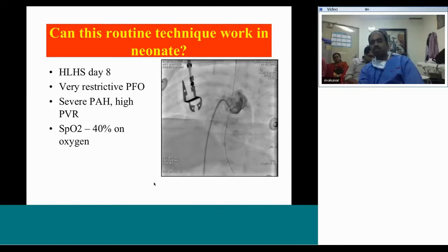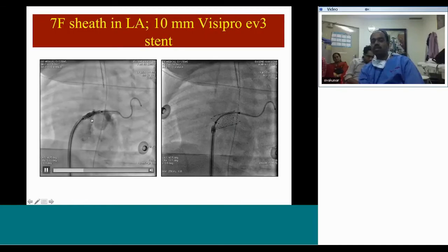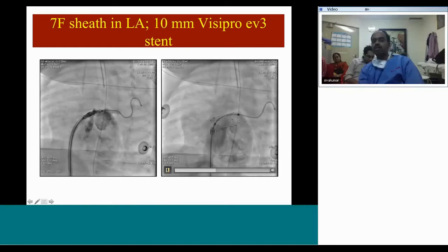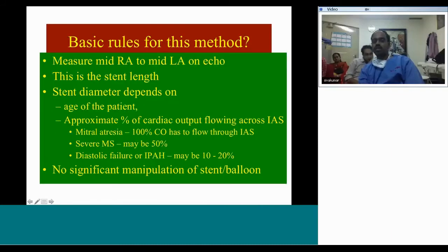This is a hypoplastic left heart syndrome baby, day 8, very restrictive PFO, severe pulmonary hypertension. Saturation is only 40%. So we are crossing the tiny PFO and then putting in a stent. You can see this is the left atrium, this is the right atrium. The whole stent is deployed. And now this is the final deployment angiography. So these are routine techniques.